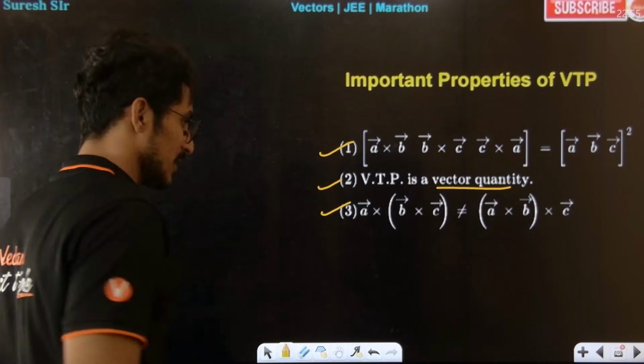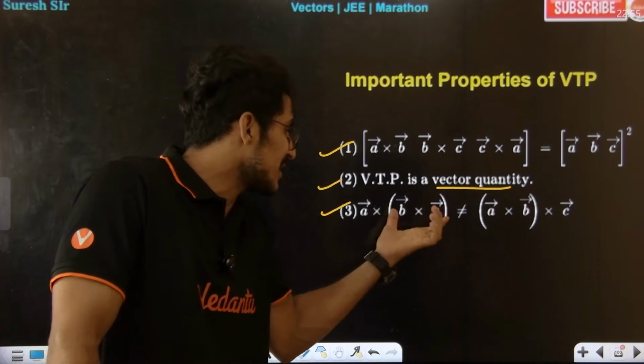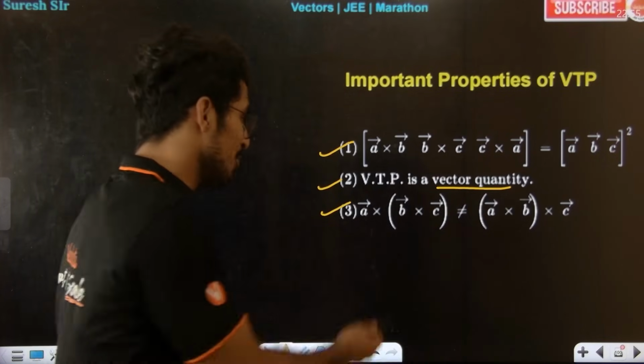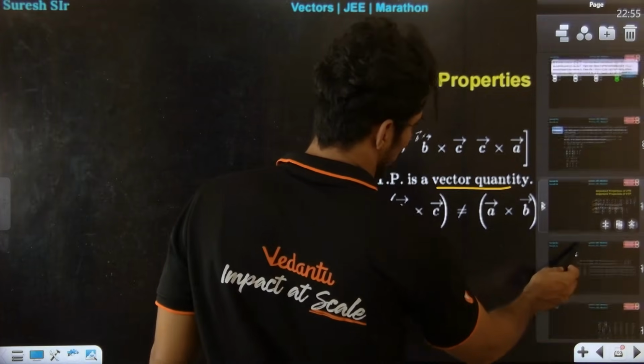Now see what happens here. A vector cross B cross C is not equal to A cross B cross C. Obviously this is a very important result. You might have gone through this as well. Right. Next.